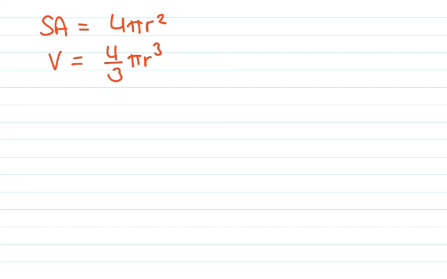Okay, below that it says the formula for the surface area of a sphere is surface area equals 4 pi r squared. And the formula for the volume of a sphere is 4/3 pi r cubed. So it's cubed because it's volume. You might want to highlight or underline or put a big circle around these. These are really important and you're going to need to use these in your questions.